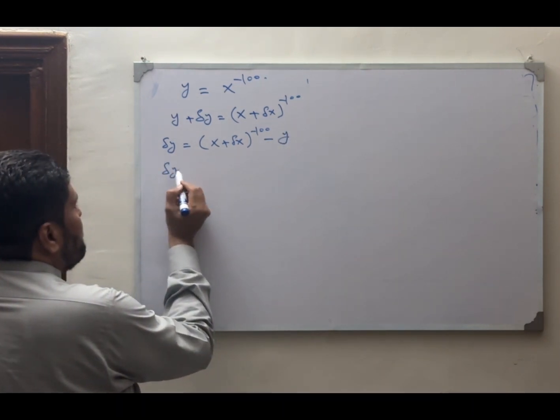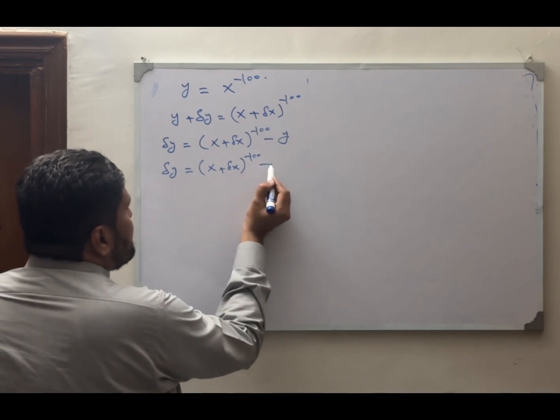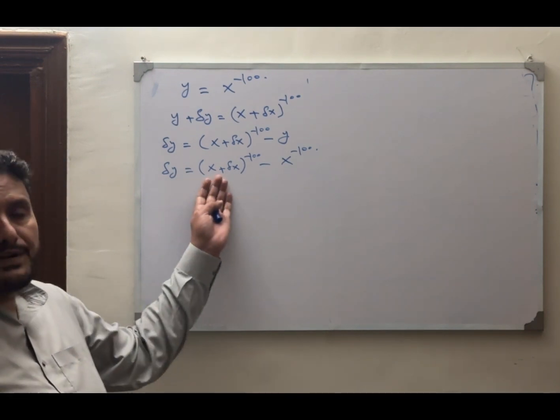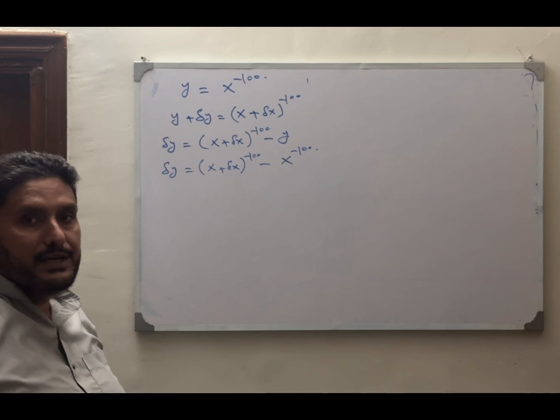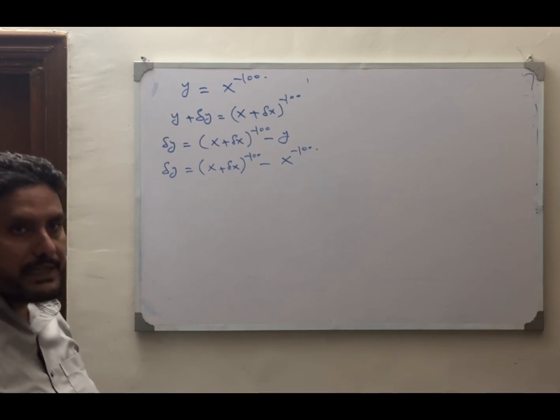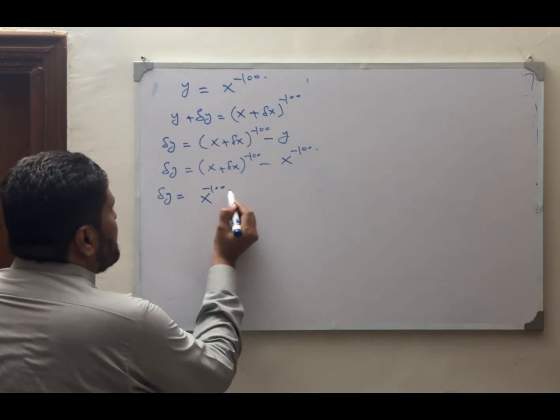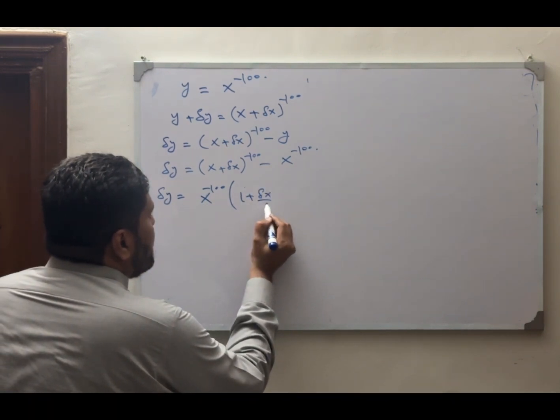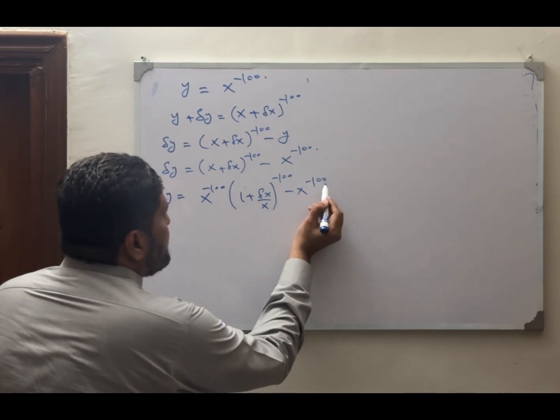And then by putting the value of y, delta y is equal to (x plus delta x) power minus 100 minus x power minus 100. Now we have to simplify this by taking x power minus 100 common and making it a binomial expression, and then apply the binomial theorem to reduce that expression. So here we have delta y is equal to x power minus 100 into (1 plus delta x by x) power minus 100 minus x power minus 100.